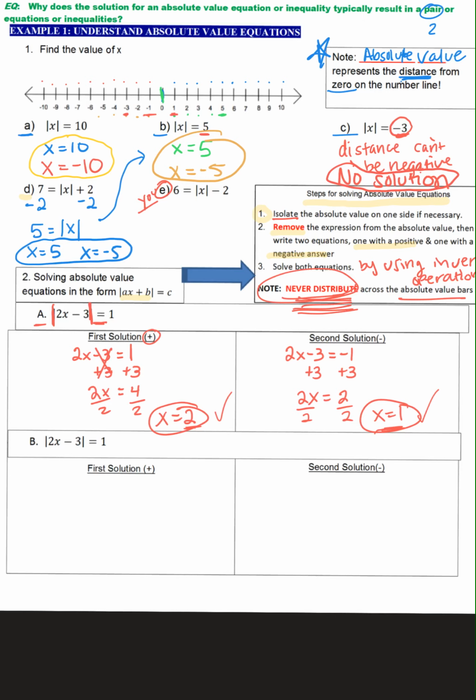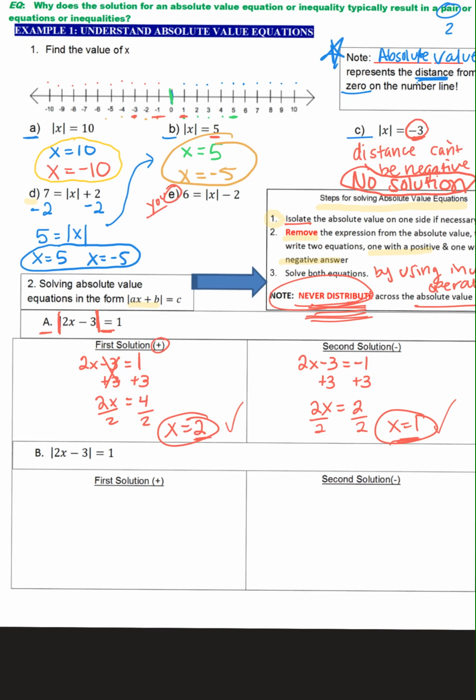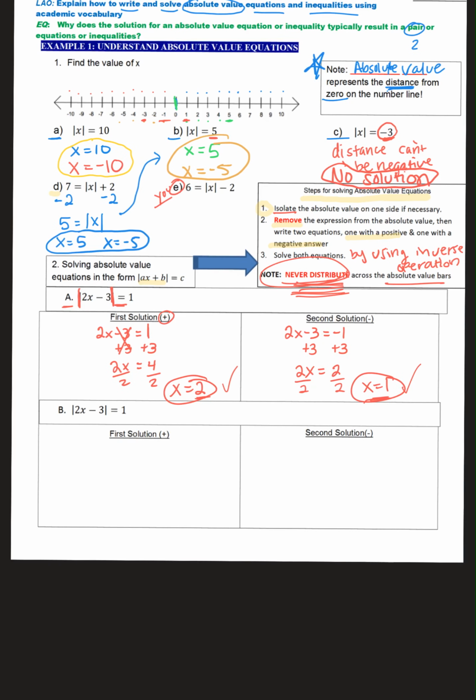Okay, B. I just realized I wrote the same questions, so I'm going to change this. I'm going to say 2x minus 5. Let's change that to a 5. And let's make this a 7. How about that? Okay, let's try it out. So our first step is to write it with the positive: 2x minus 5 equals 7. And our second solution is going to be with the negative: 2x minus 5 equals negative 7.